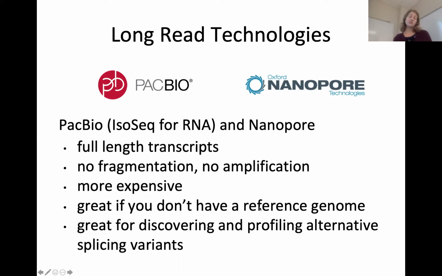However, if you're interested in RNA, this can be really great for getting full-length transcripts. Instead of getting lots of little fragmented pieces of your transcripts, you can get from the beginning to the very end. You do not have to do fragmentation. A lot of these preps have no amplification, so a lot less bias. However, this is significantly more expensive. If you don't have a reference genome and you're doing your own transcriptome assembly, this is definitely worth considering. This is also really great for discovering and profiling alternative splice variants. Because you're getting that full-length transcript, you can see what parts of what exon were included in the transcript.